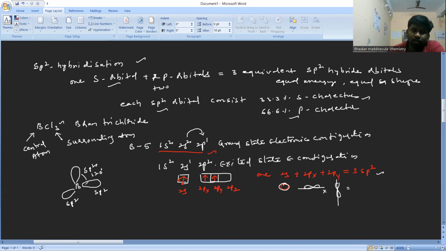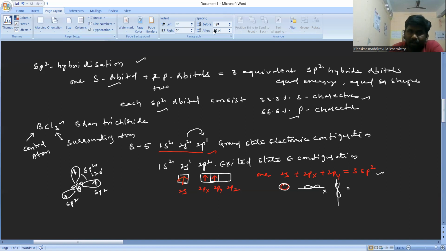So already we know each hybrid orbital will consist of a big loop with a positive sign and a small loop with a negative sign. Here also, a big loop forms with a positive sign, and a small loop forms with a negative sign. And they have a half electron: there is one electron on each orbital.